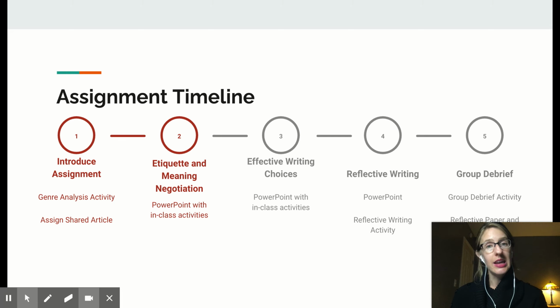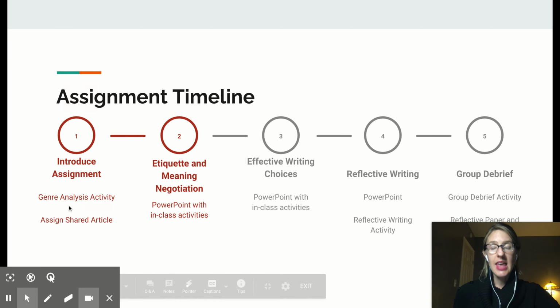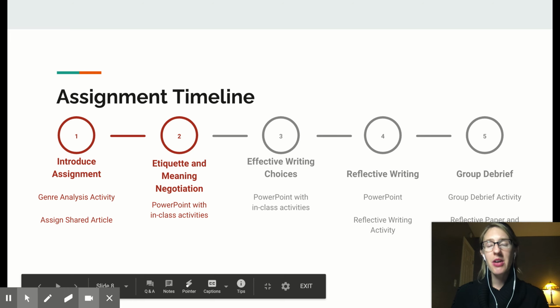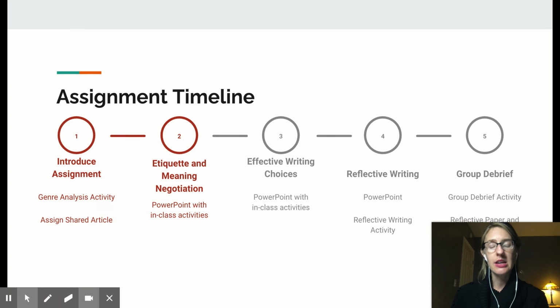In week 1, I introduce the assignment and we do some genre analysis of emails. And then I also assign a shared article that students in both courses are going to read, because that will be the content of their emails. Then in week 2, we focus on email etiquette coupled with meaning negotiation. I do this through PowerPoints that have in-class activities embedded in them, which I will be sharing with you. In week 3, we turn towards effective writing choices, especially how to make effective choices for a reader who is from a different cultural context.